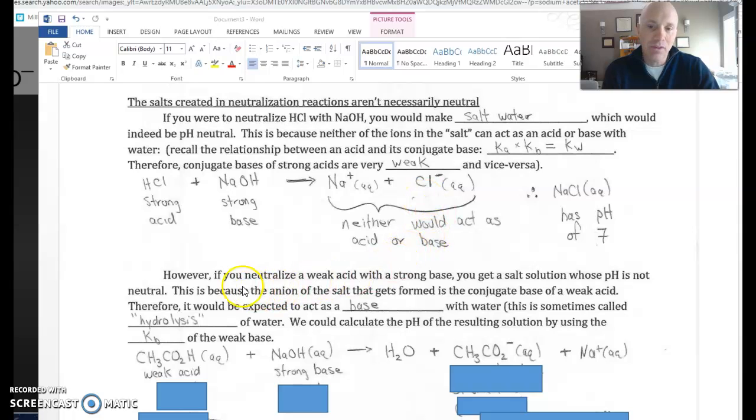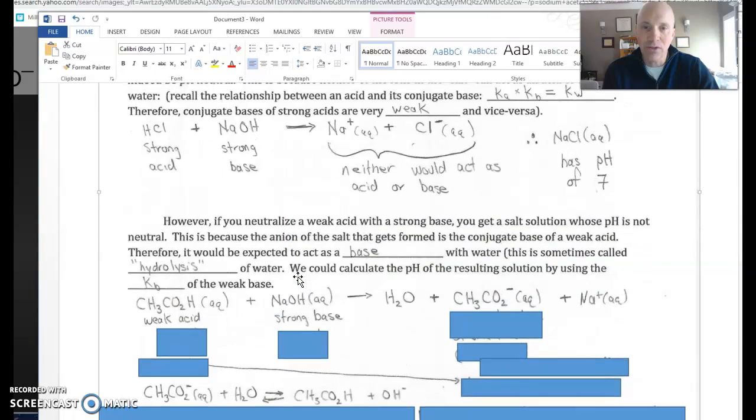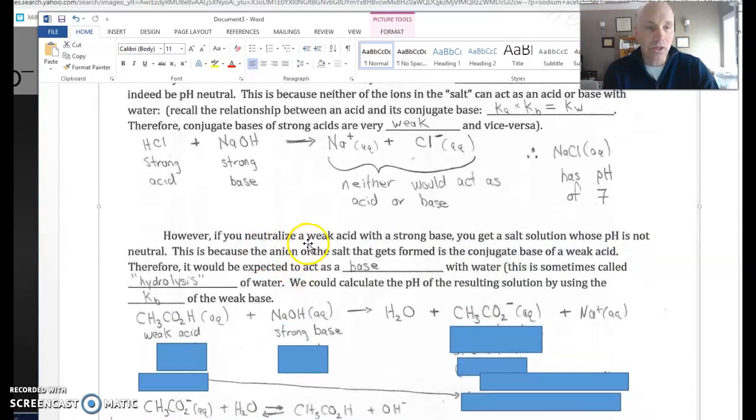That being said, there are cases where the pH is not going to be 7. The first case that we're going to look at is when you neutralize a weak acid with a strong base. The pH of this neutralized solution is not going to be 7. So first of all, let's take a look at an example of this type of reaction. We're going to do acetic acid with sodium hydroxide.